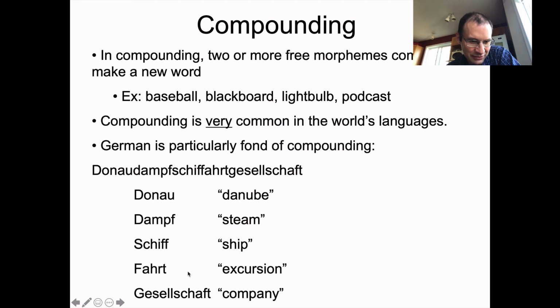So you see a lot of long words in German like this. I think looking through this, Gesellschaft is a complex word. So you could break this one down too, but if you did, Schaft is a bound morpheme here, and Gesell is the other part of that.